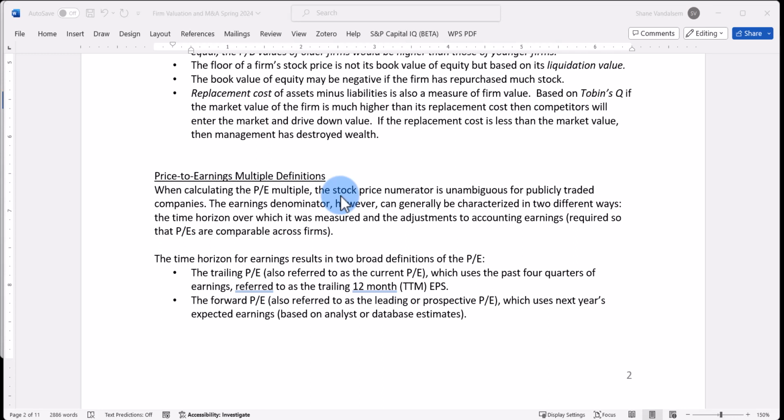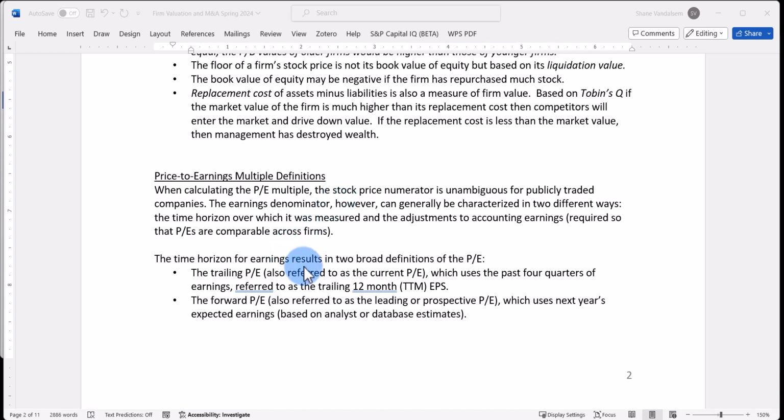The earnings denominator, however, can be generally characterized in two different ways: the time horizon over which it was measured and the adjustments to accounting earnings required so that PEs are comparable across firms. I'm going to focus primarily on the first one here, the time horizon over which it was measured.